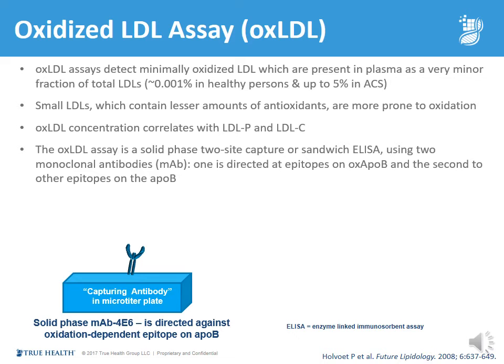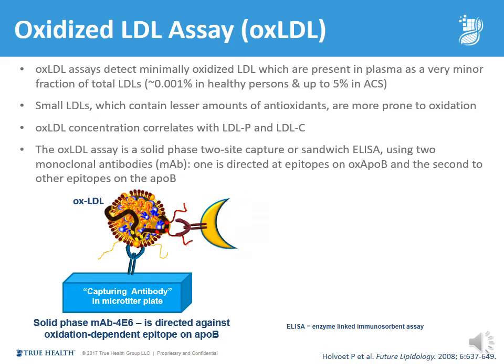One is directed at specific epitopes on oxidized ApoB. And as you can see, the antibody is attached to a microtiter plate, and it will attach to the oxidized portion of ApoB, fixating that oxidized LDL particle. Once that step is done, a second antibody is introduced, and this antibody is conjugated to a specific peroxidase. Now, this antibody attaches to non-oxidized portions of the ApoB.